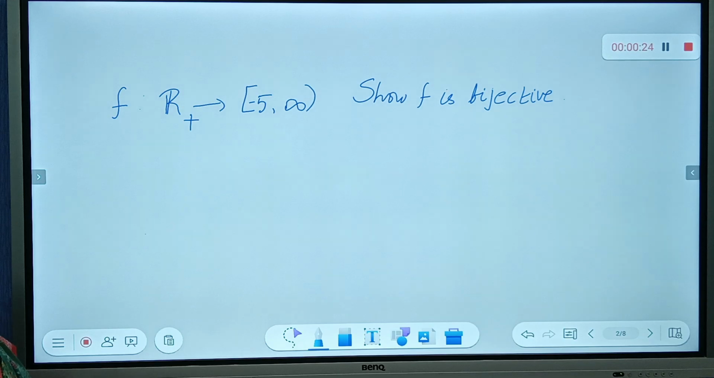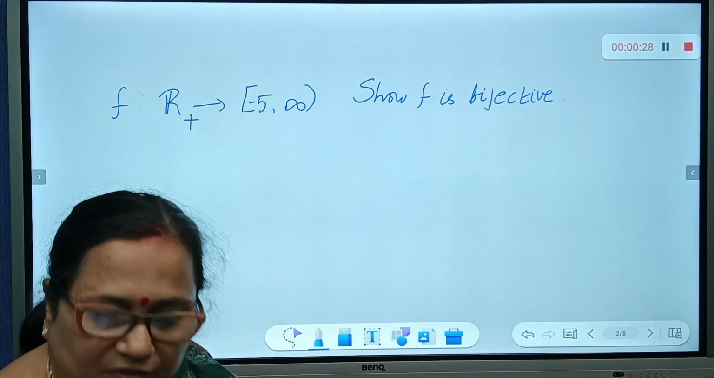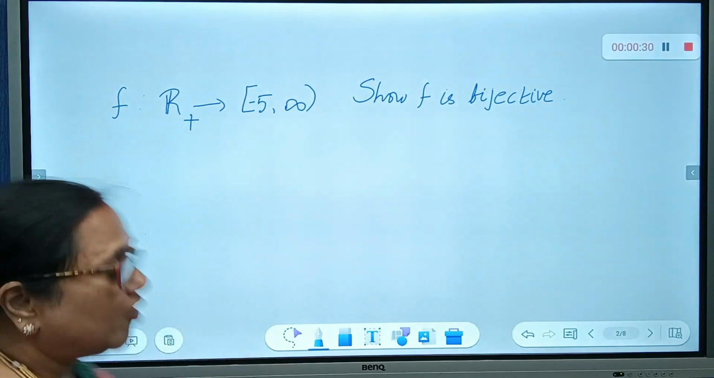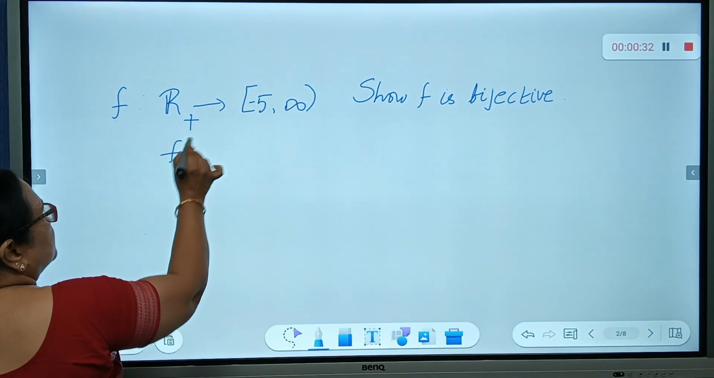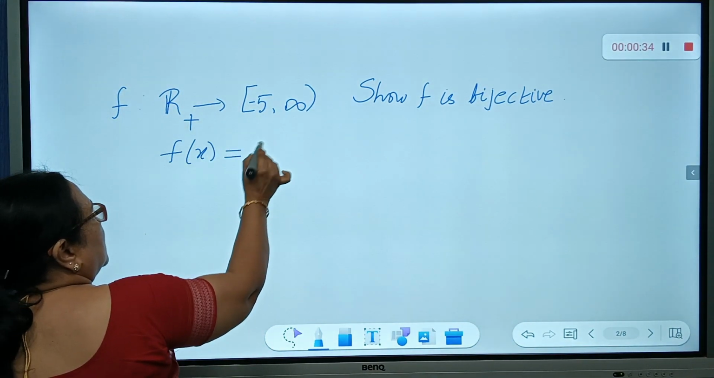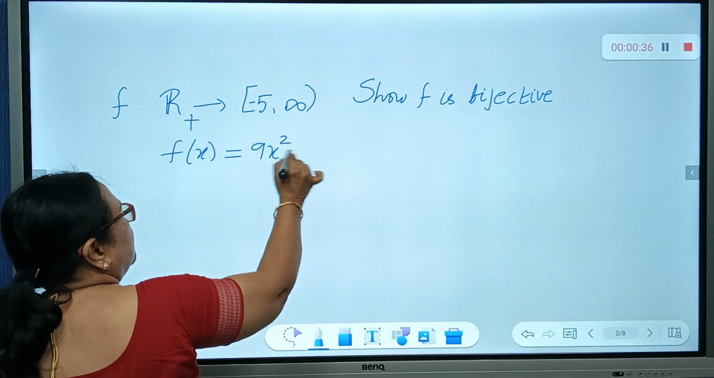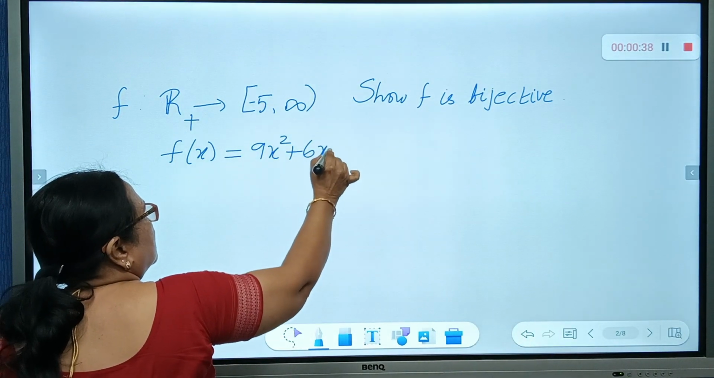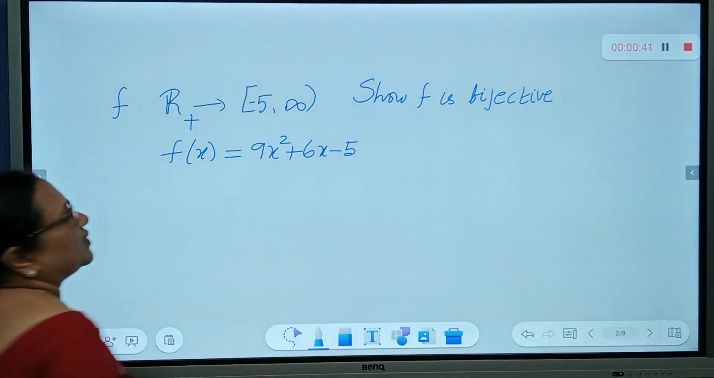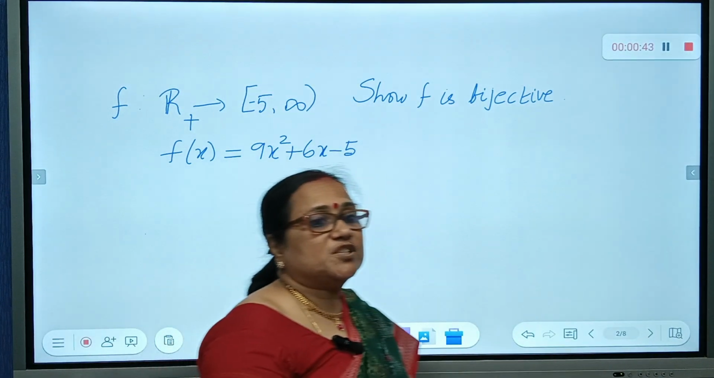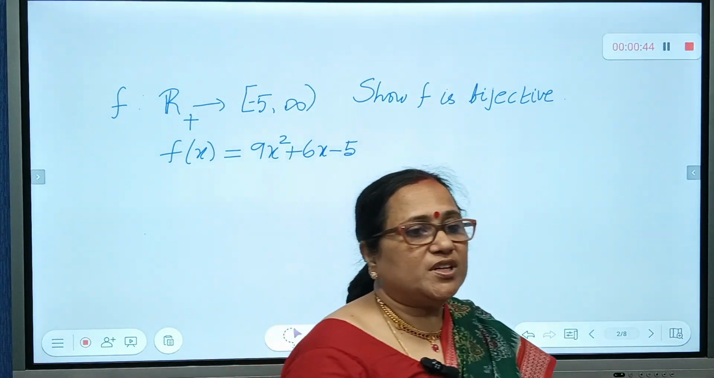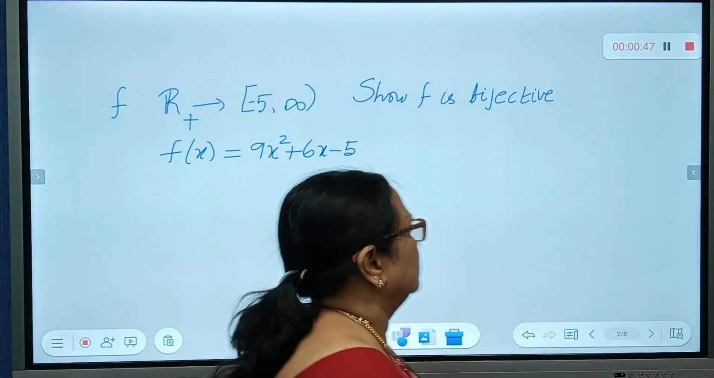Let us suppose we have a function f from R+ to [-5, infinity) defined as f(x) = 9x² + 6x - 5. You have to show that f is bijective. That is, you have to show f is one-to-one and onto.